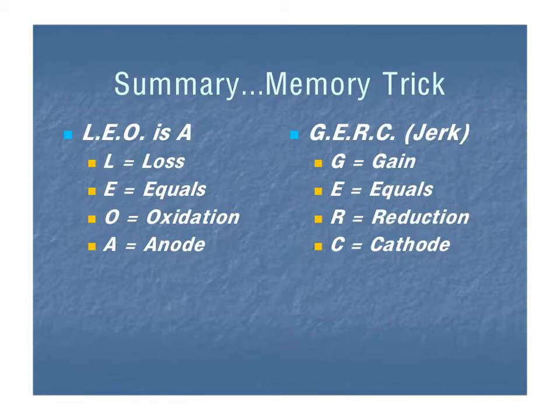Another memory trick besides AN OX and RED CAT is LEO the lion says GER. Here, LEO means the loss of electrons, meaning the oxidation at the anode, and GER means the gain of electrons happens at the reduction, or is a reduction reaction happening at the cathode.